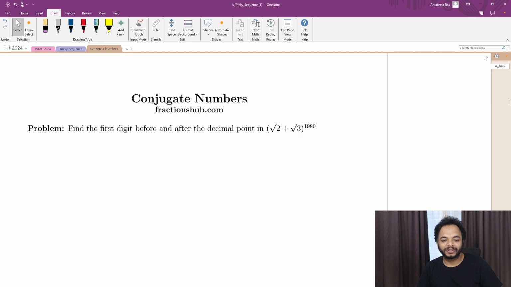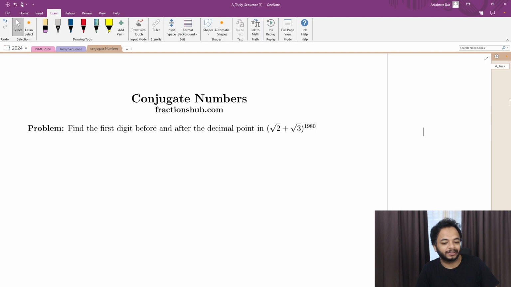Everyone. So in this video we are going to discuss an important problem. These types of problems have come up in the previous IMO and also in Cambridge interview questions. We'll solve this problem with the help of conjugate numbers. I'll also discuss what conjugate numbers are, but let's get into the problem.